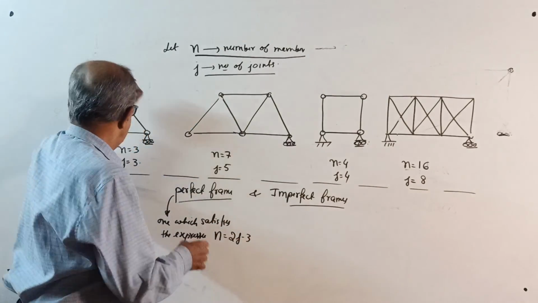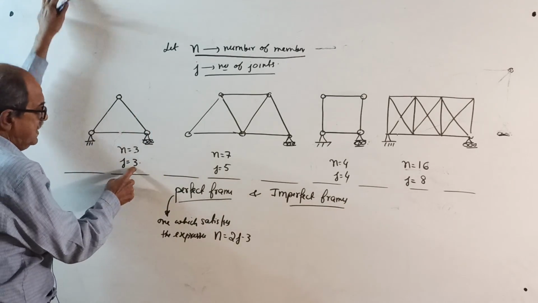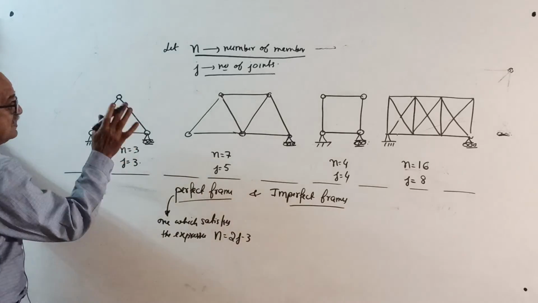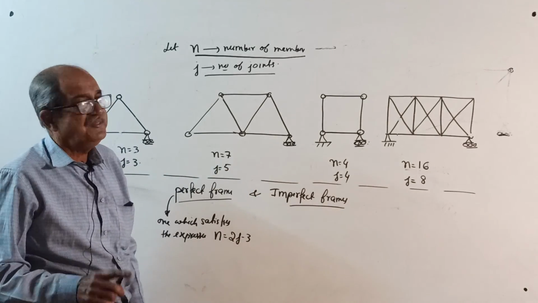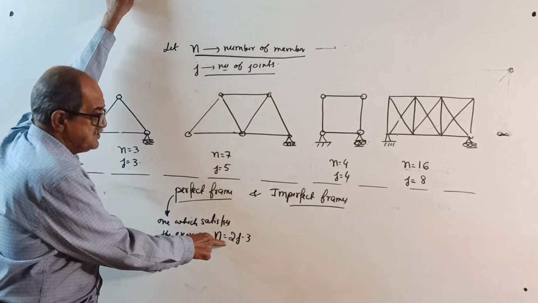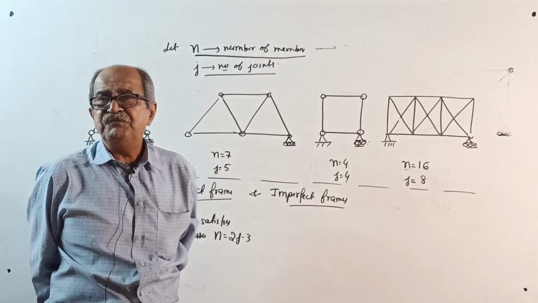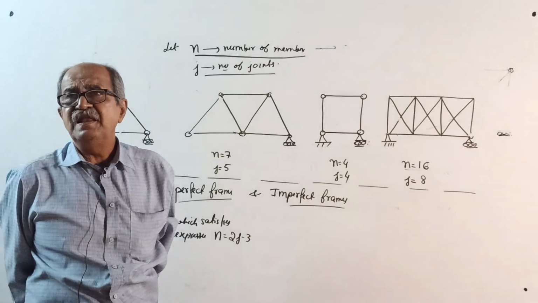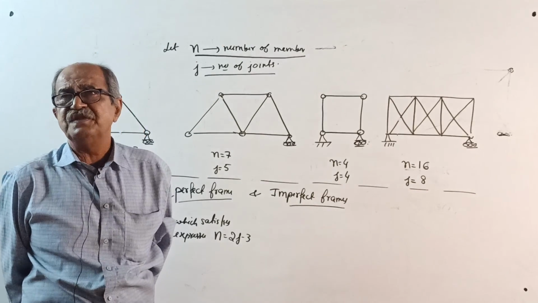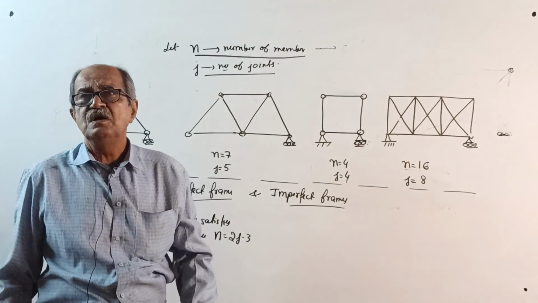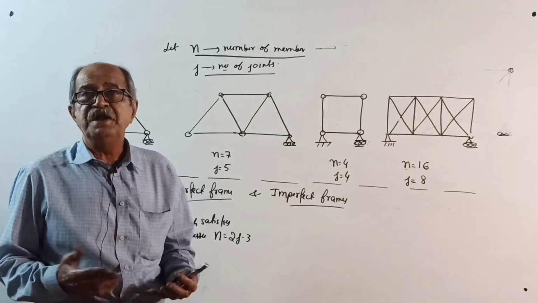Now check here. Number of members n is 3, see here 1, 2, 3. Number of joints 3. Before you write examples, first check how this equation came. Many people, if asked for a perfect frame, give the relation between n and j, or sometimes m for members, and tell immediately n equal to 2j minus 3. How did it come? Given in the book or told in class, I will ask, why can't you get it? How to get it?